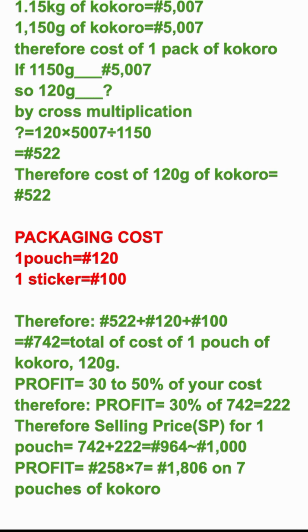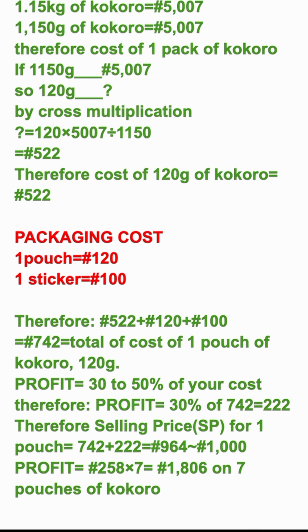So how do you now calculate your profit? Your profit should be 30 to 50% of your cost. So if your profit is 30% of your cost, it means your profit is 30 divided by 100 times 742. That is how I got 222 naira. So therefore your selling price for one pouch, you add your cost, which is 742 plus 222 naira, which is the 30% of your cost. So that will give us 964 naira, which is approximately 1000 naira.